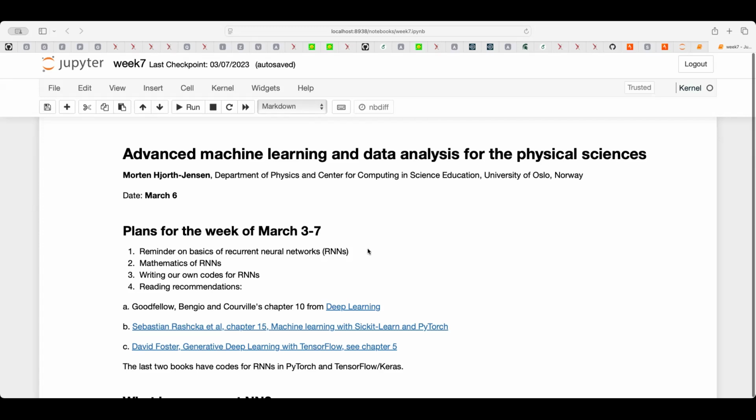Now, I wanted to remind you first of where you can find codes. So in Raschka's textbook in chapter 15, there is a discussion of implementing recurrent neural networks with PyTorch. And that's something which I normally recommend. And same with David Foster, who has in his textbook in chapter 5 on autoregressive methods a Jupyter notebook which implements a recurrent neural network using TensorFlow. So then you will get examples from both worlds, either PyTorch or TensorFlow. But in this case, we will also have our own code.